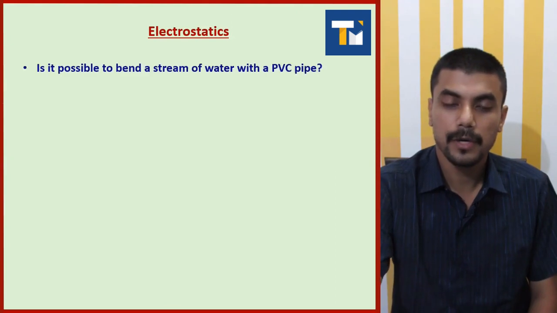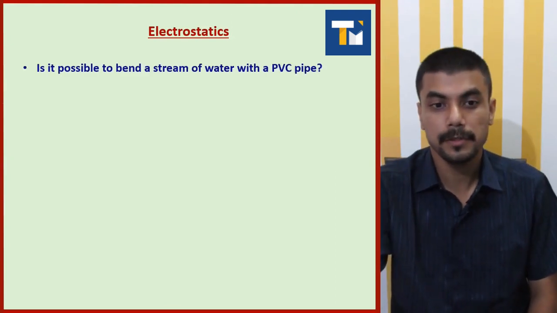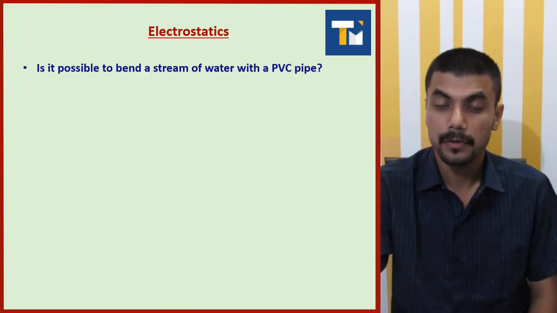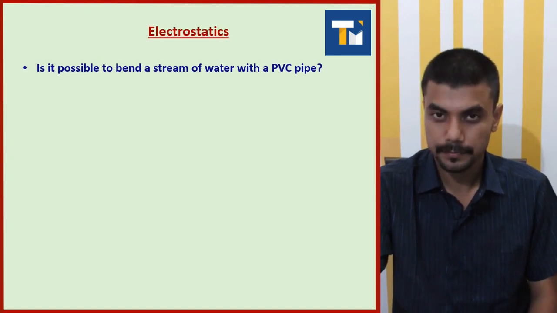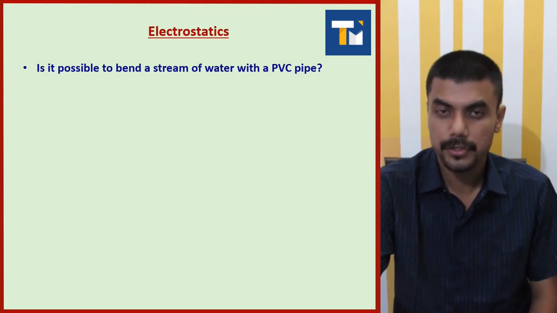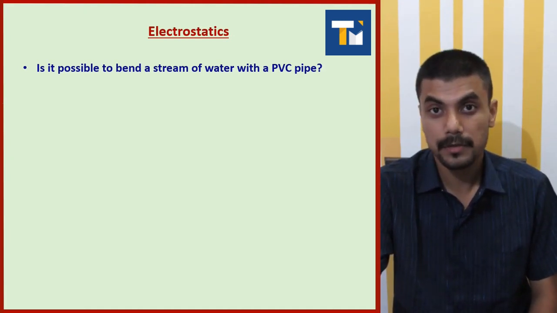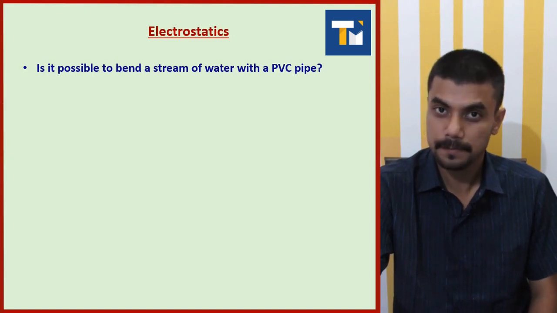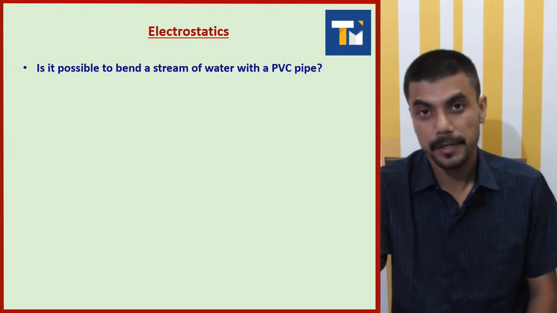Firstly, we'll try to understand whether it is possible to bend a stream of water with a PVC pipe or not. Now, we can try to understand this question theoretically, or we can try to do it hands-on and realize it for ourselves, as I have tried to do over here.